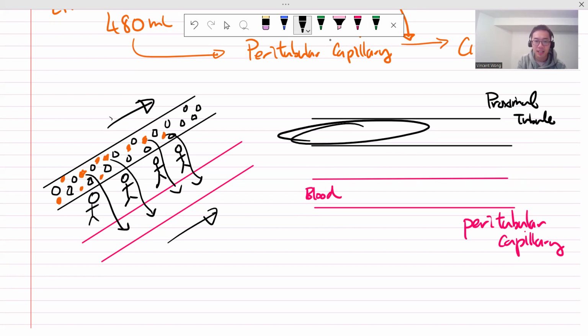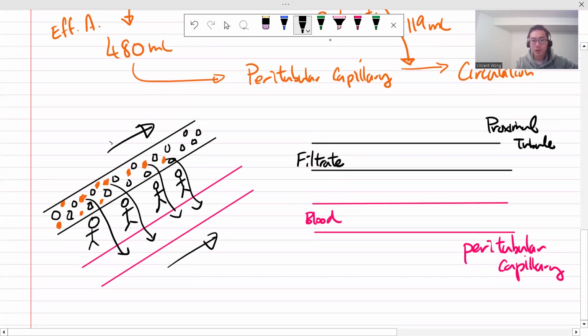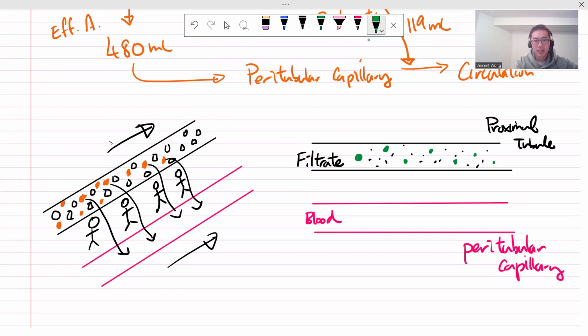And what do we call the stuff that's inside the proximal tubule? That's okay. It's the filtrate. Okay, so filtrate has mostly water, and then it has nutrients like glucose. I'm going to use these green dots for glucose, and there are a bunch of other stuff as well, but whatever they are doesn't really matter at this point. So let's say these are glucose.